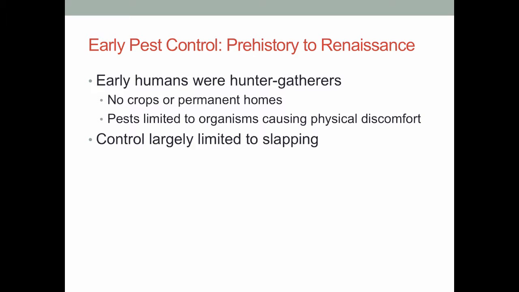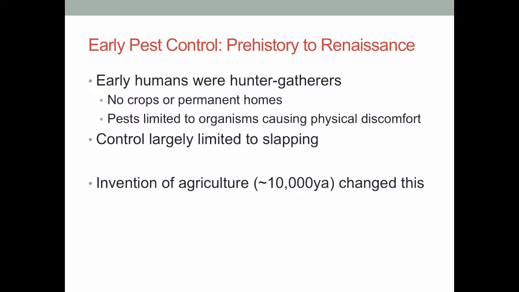And so if we go all the way back to the emergence of humans, they started out as hunter-gatherers. They didn't really have a lot of areas for pests to be nuisances. We didn't have permanent homes. There weren't really crops because agriculture hadn't been invented yet. So most pests were limited to things that caused physical discomfort or transmitted diseases. And so largely, control at this point was physical. It was a matter of slapping, maybe sitting a little closer to a smoky fire, relatively limited control.